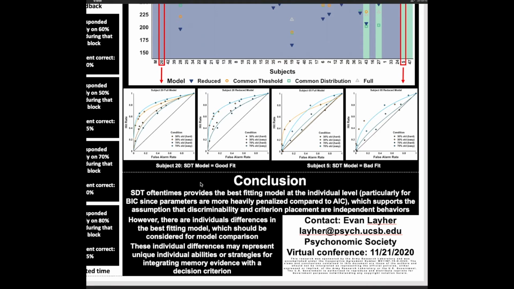So what this tells us is that although signal detection theory oftentimes provides the best fitting model at the individual level, there are these individual differences where some individuals just do not conform to the signal detection theory model. And we believe that these individual differences should be considered when making model comparisons, because these differences may actually represent unique individual abilities or strategies for how an individual integrates memory evidence with a decision criteria.